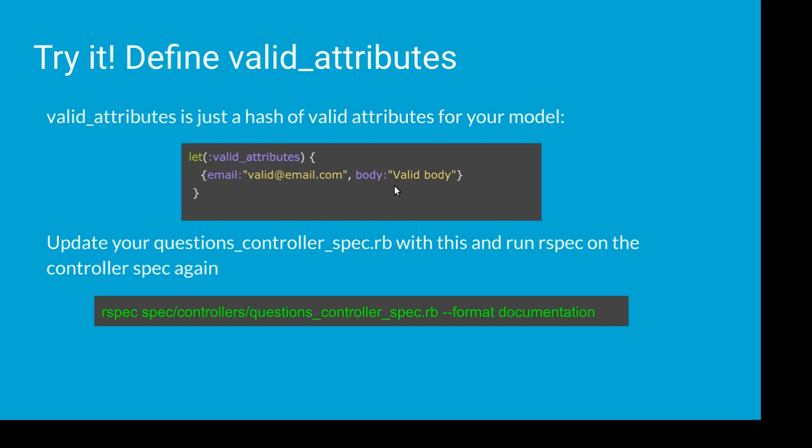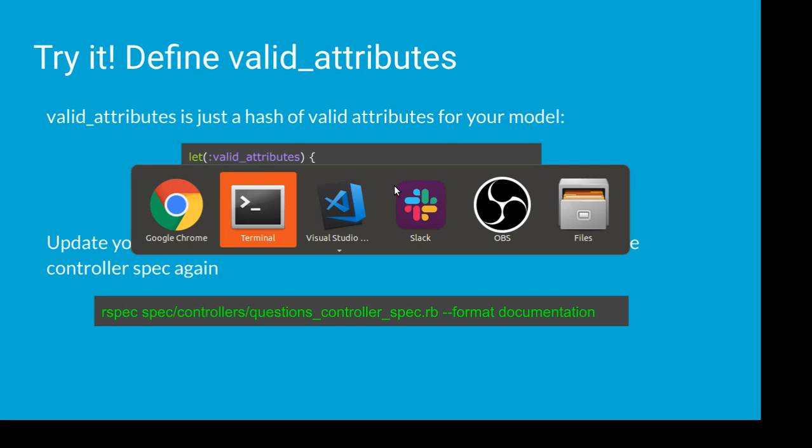All right, so defining valid attributes isn't hard. We just put a hash in there of valid attributes. And it doesn't really matter what's there, it's the formatting of it. So we basically want to put something in here that is going to be used in these tests to create question objects, and we want the objects that we create to be valid objects. So we're just putting in some test data here. We're going to create an email and a body with text that we would expect to see in an email and a body, and we're going to put that in valid attributes.